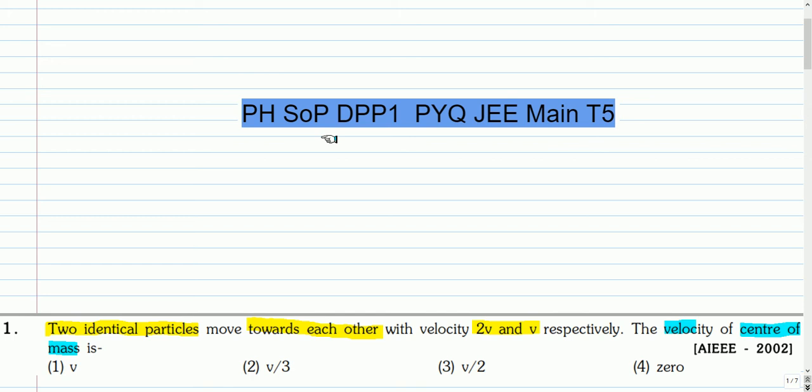In this video, I will discuss some system of particles problems from previous year's question papers of JEE Main. This is question number 1. Two identical particles move towards each other with velocity 2v and v respectively. The velocity of center of mass is. You can pause the video and attempt this question.